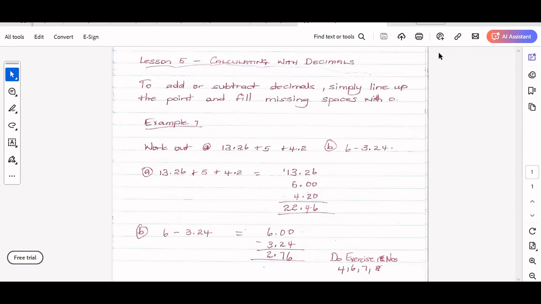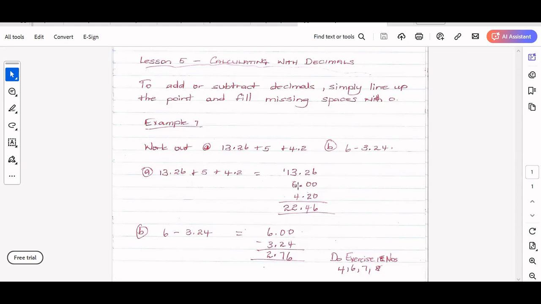Now, to add or subtract decimals, you simply line up the points and fill in the missing spaces with 0. And this is where the neatness of your work comes into play. As I keep saying, your neatness and order in mathematics will help you to figure out what you're doing. So don't have your working all over the place. Neatness and order is part of figuring out how to do the question.